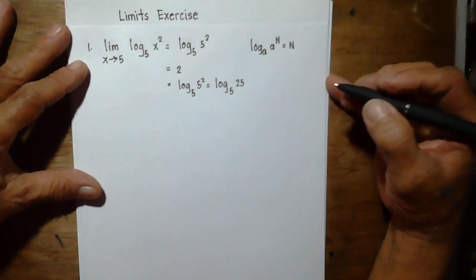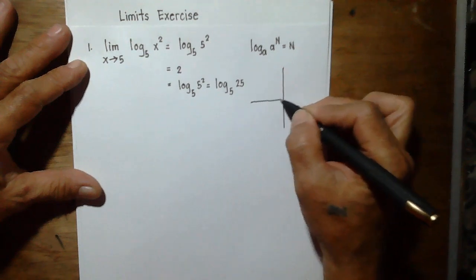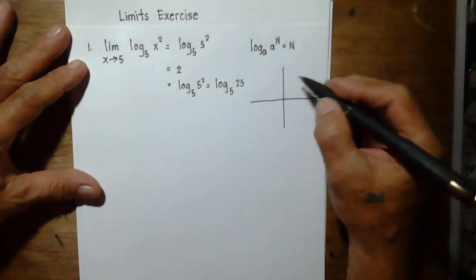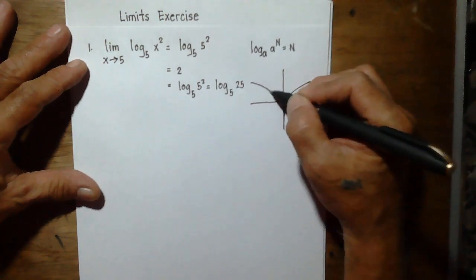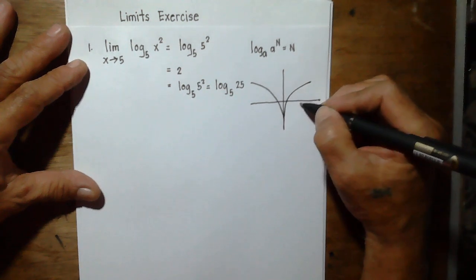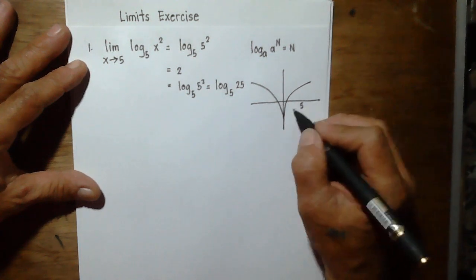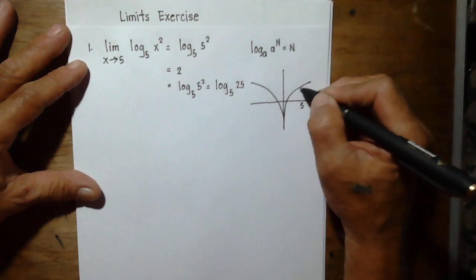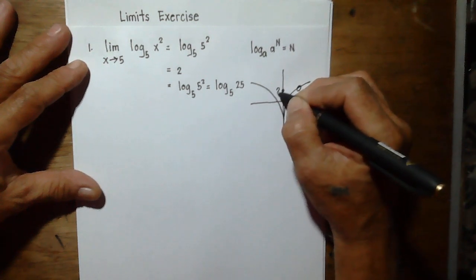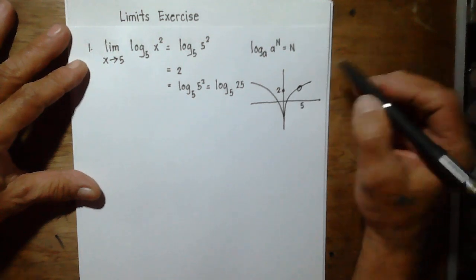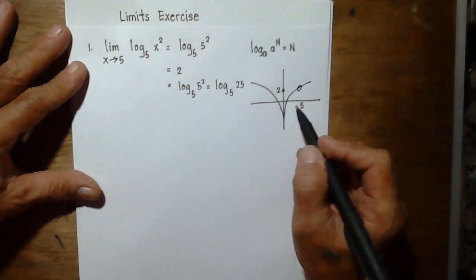Now, graphically, how does it look like? It looks like this. To understand the limit of this problem, we have this graph. And suppose this is the value approached by x as x approaches 5. The limit is 2. And this is what the graph of this function looks like.